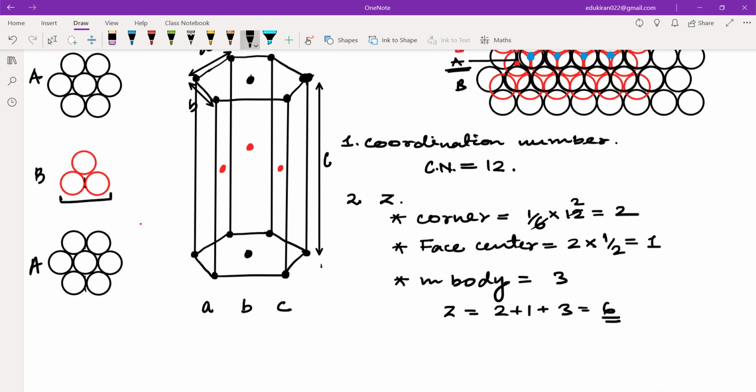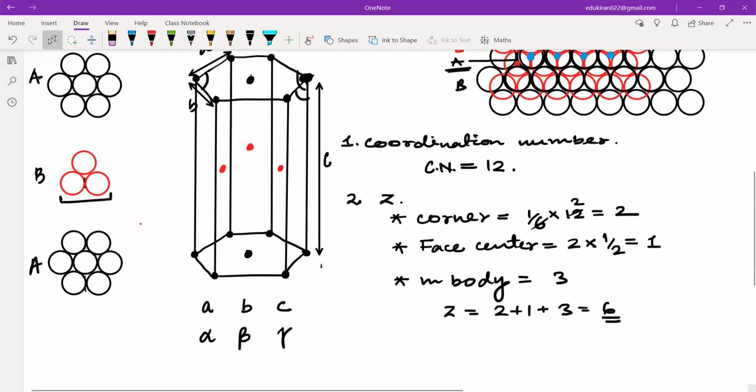Okay. And there will be different angles also, right? There will be an angle between A and B. There will be an angle between A and C, and there will be an angle between B and C. Please remember, there are angles. These angles are known as alpha, beta, and gamma.